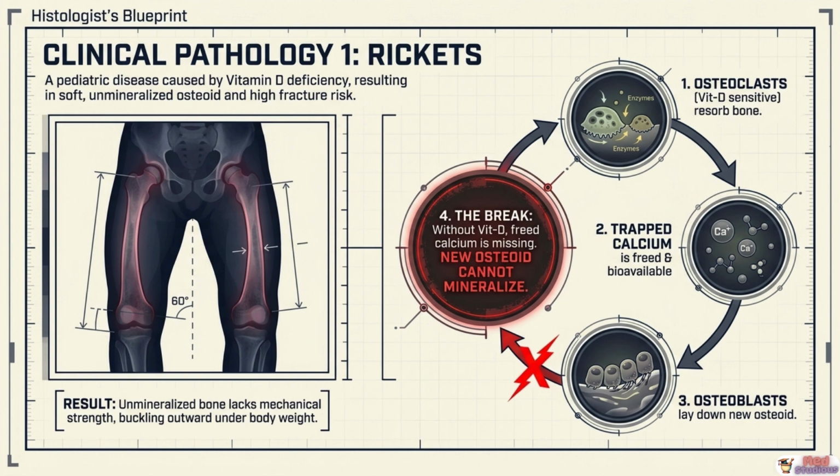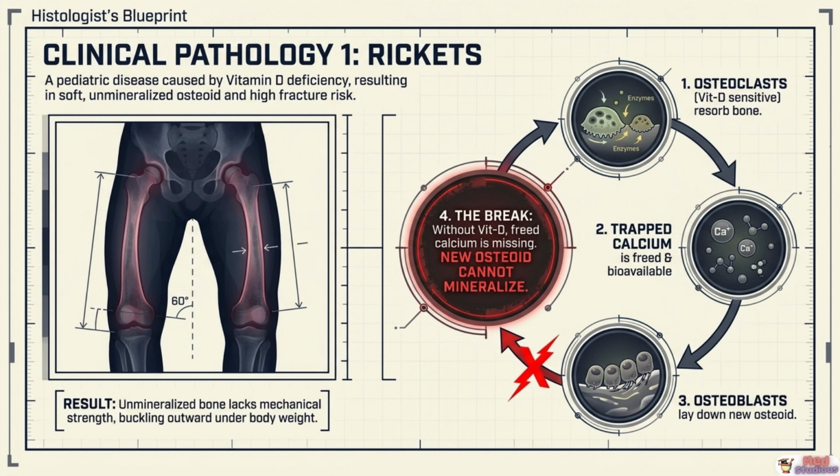In the normal cycle, osteoclasts resorb existing mineralized bone, liberating calcium from the matrix into the bloodstream. This freed calcium becomes bioavailable. Simultaneously, osteoblasts lay down new osteoid. Vitamin D, specifically its active form, 1,25-dihydroxycholecalciferol, is essential for promoting intestinal calcium absorption and for stimulating osteoblast mineralization.